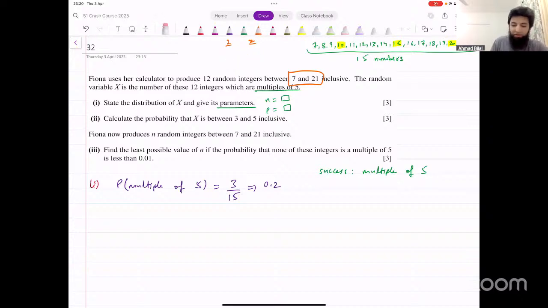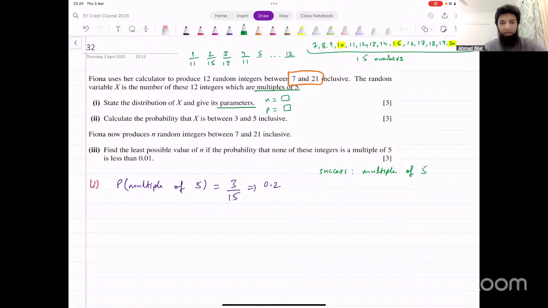Then you generate another one. Let me write it more clearly. You generate the first one, it turns out to be 11. The second one turns out to be 15. The third one turns out to be 13. The fourth one turns out to be, let's say, 11 again. And then the fifth one, and so on. You generate 12 integers like this.